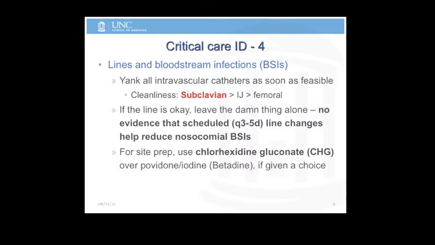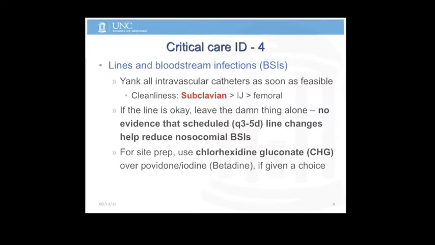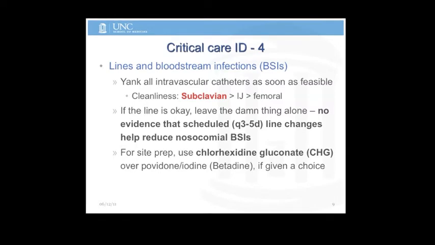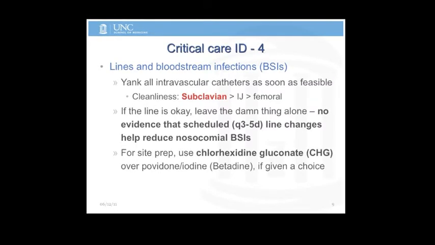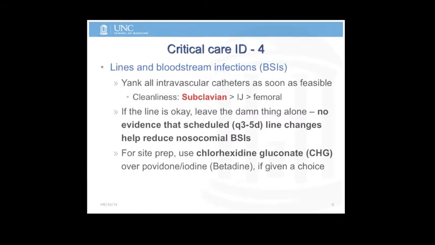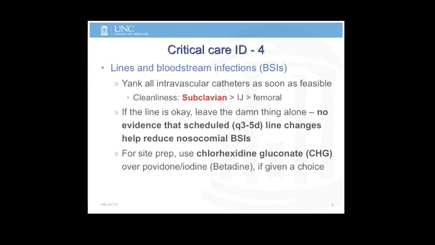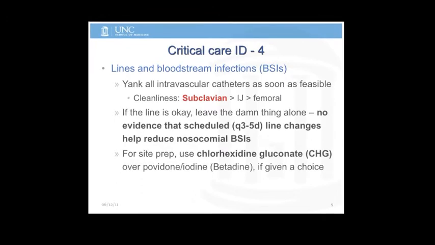The line issue is a big one, and just know the order of cleanliness, which I'm sure has been drilled into you, hopefully by the unit folks or ID: subclavians are the cleanest, IJs are next. If you have a femoral, you have to get it out as soon as possible and replace it with a cleaner stick site. Basically, take any catheter out as soon as it's feasible. If the person doesn't need it anymore, it should not be in there. If it's okay, just leave it alone.